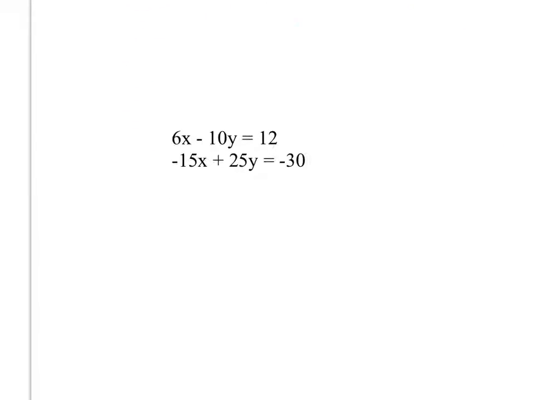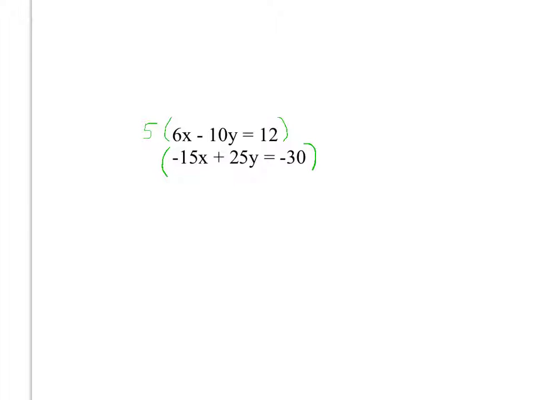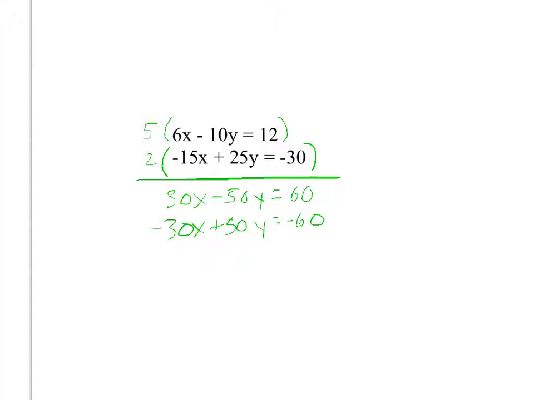Okay, now if we go down to this one, let's cancel out the x's. So if I cancel out the x's, I want these to be 30, so I multiply by 5 on the top, and then on the bottom I'm going to multiply by 2, and they'll cancel out. So I get 30x minus 50y equals 60, and on the bottom I get negative 30x plus 50y equals negative 60. And so my x's cancel out completely, my y's cancel out completely again, so this side's going to be 0 equals, and then my 60's cancel out also, so that equals 0. So you'll notice that 0 equals 0, that means all solutions.